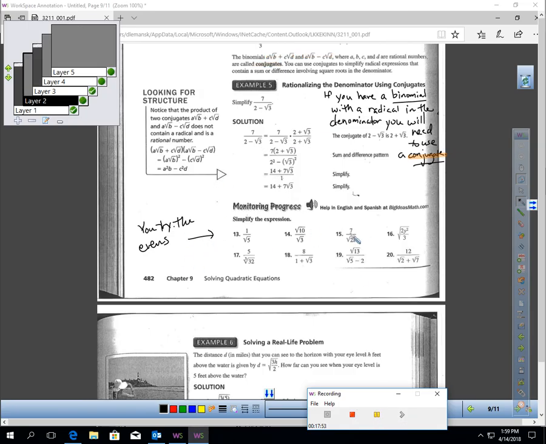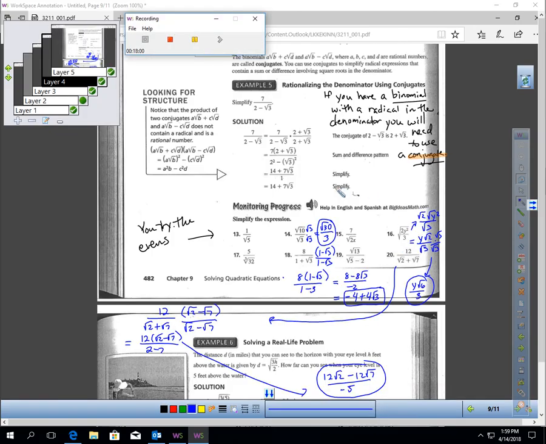What I would like you to do is try the evens here from 14 to 20. Pause the video and do that. Okay, and it's the same thing. I'm back. I circled my answers to 14, 16 is down here, 18, and 20.